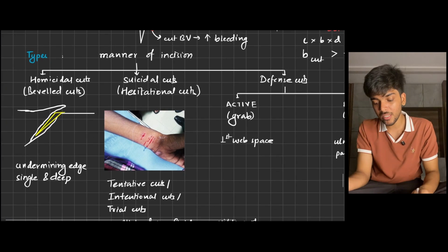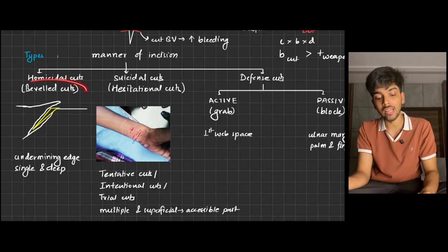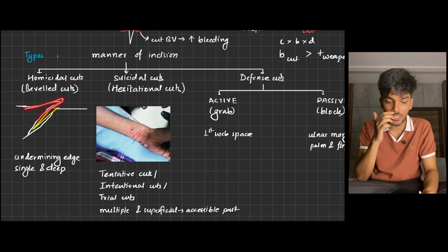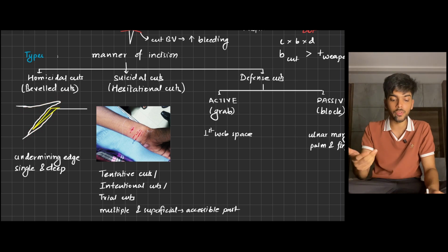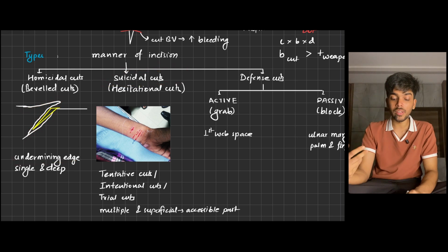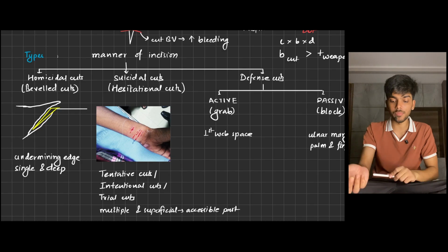And the types of incision are on the basis of manner of incision, either homicidal cuts, which are beveled cuts, that is cuts at an angle, which gives off a tent of tissue which covers the cut under it, also referred to as undermining edge. Then suicidal cuts, which are also referred to as hesitational cuts, where the person cuts himself, especially over the wrist, and there are multiple attempts at cutting himself.